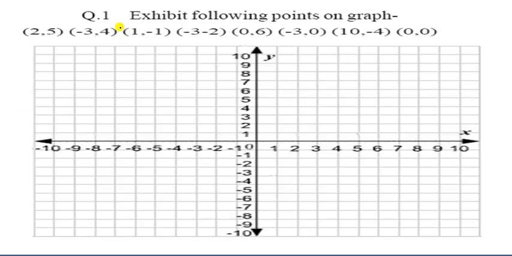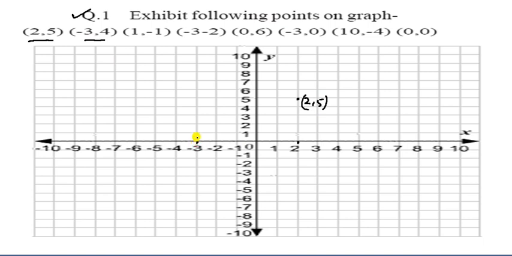Let us see exercise 10. It is your exercise 10. So what will be in your exercise? There is a graph, and now question number 1: exhibit the following points on graph paper. It means that we have to represent these numbers on graph paper. So the first number is (2, 5). So you can see here this number is 2 and goes 5 upward. So where is it? The 5 is given here, so that one is here. So you have to write that, (2, 5). It is the first number.